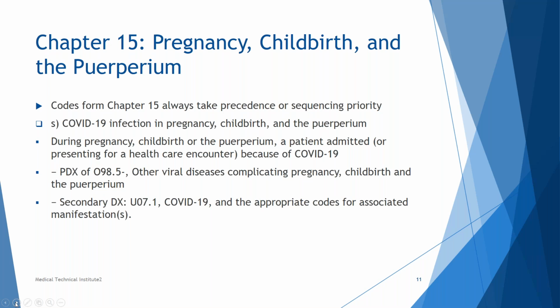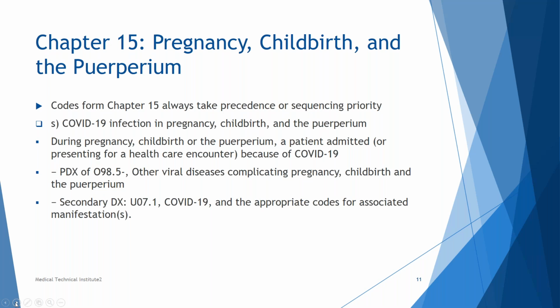So chapter 15, pregnancy, childbirth, and the puerperium. Codes from chapter 15 always take precedence or sequencing priority. COVID-19 infection in pregnancy, childbirth, and the puerperium: during pregnancy, childbirth, or the puerperium, the patient is admitted or presenting for a healthcare encounter because of COVID-19. The primary diagnosis in this particular case would be the O98.5, other viral diseases complicating pregnancy, childbirth, and the puerperium.